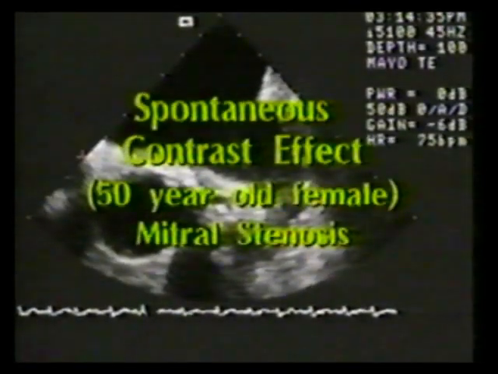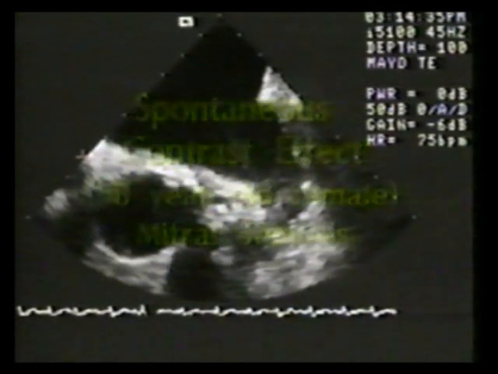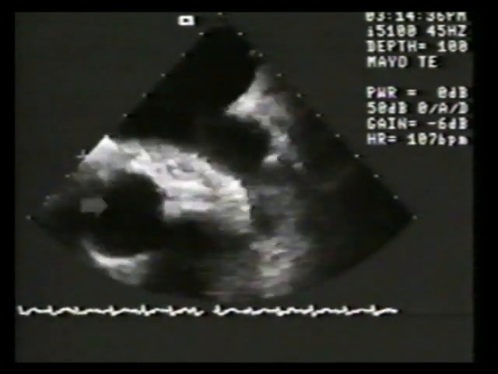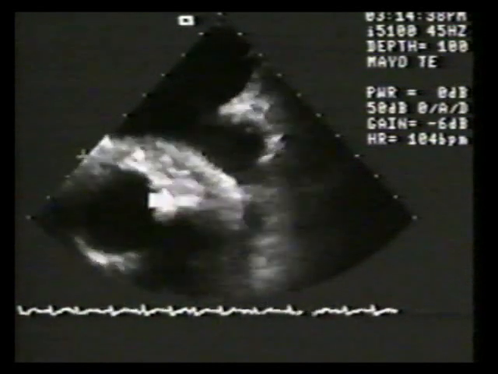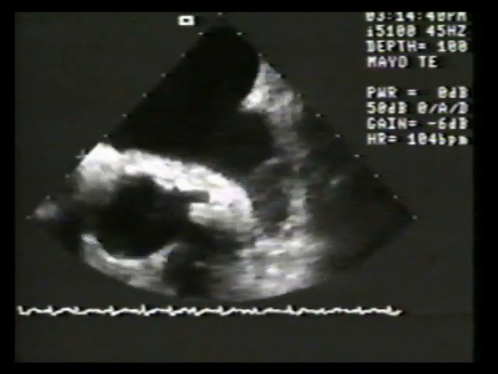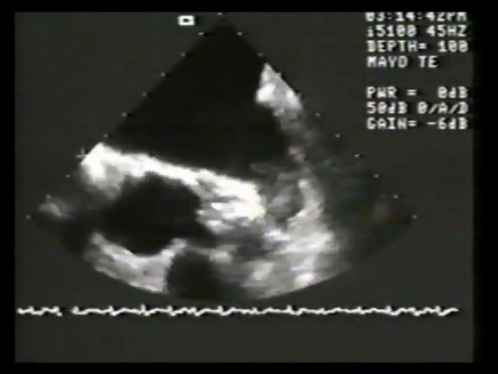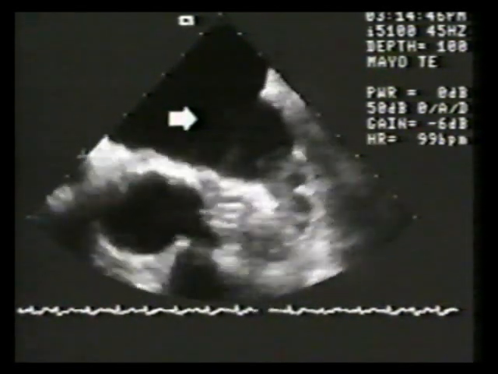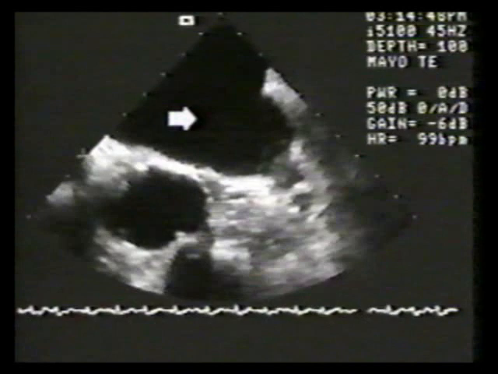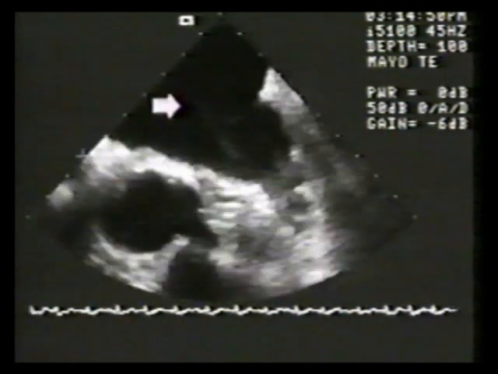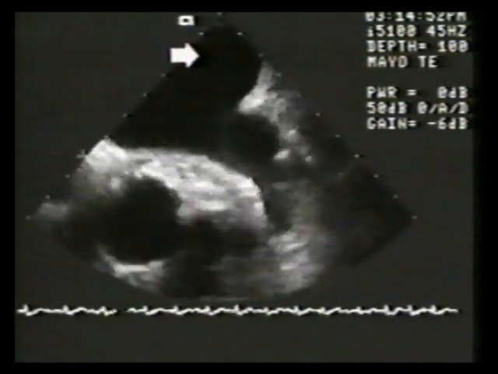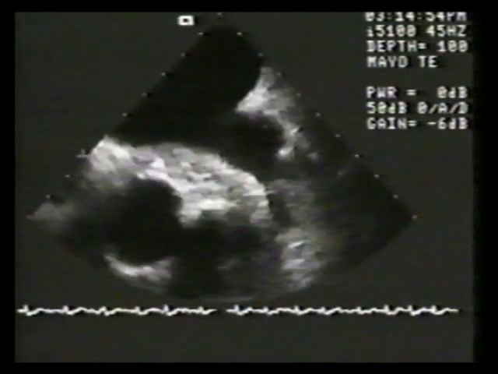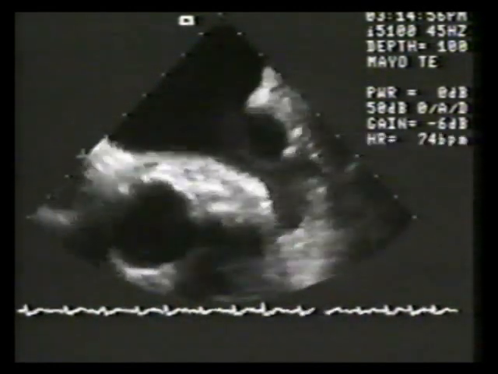The next example is that of spontaneous contrast effect in a 50-year-old female with mitral stenosis. In the basal short-axis view, the aorta, proximal left coronary artery, and atrial appendage are simultaneously visualized. Note in the apex of the left atrial appendage that there is visualization of blood or spontaneous cavitation effect. This is indicative of a low output state or the sludging of blood and has a higher incidence of systemic embolization.